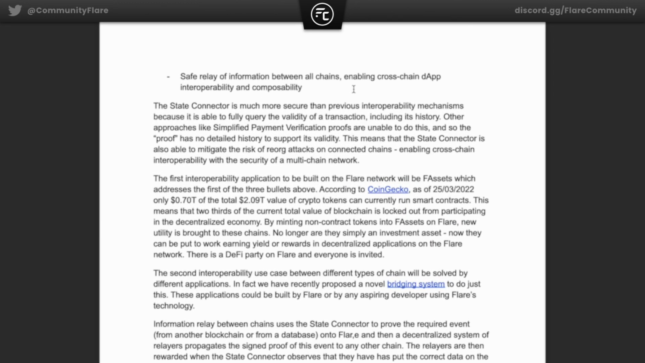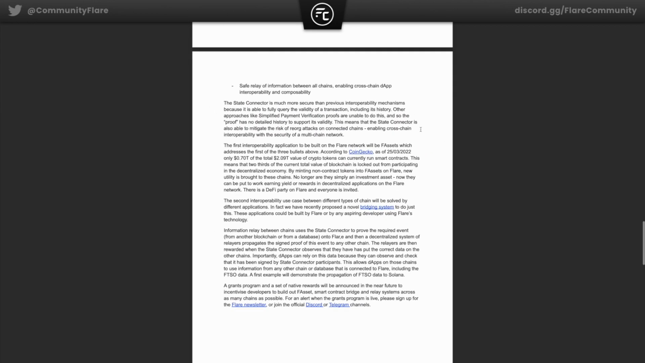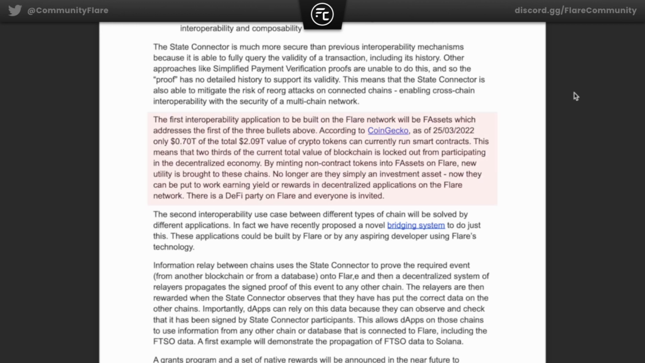The State Connector is much more secure than previous interoperability mechanisms because it is able to fully query the validity of a transaction, including its history. Other approaches, like simplified payment verification proofs, are unable to do this, and so the proof has no detailed history to support its validity. This means that the State Connector is also able to mitigate the risk of reorganization attacks on connected chains, enabling cross-chain interoperability with the security of a multi-chain network. Wow.